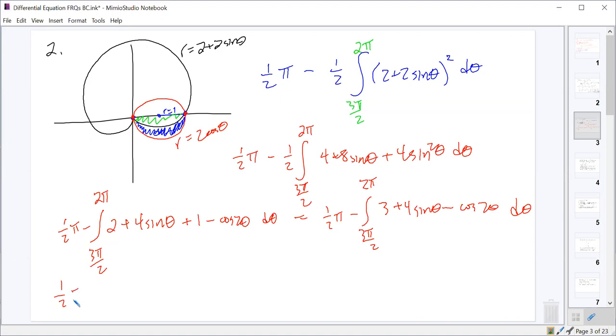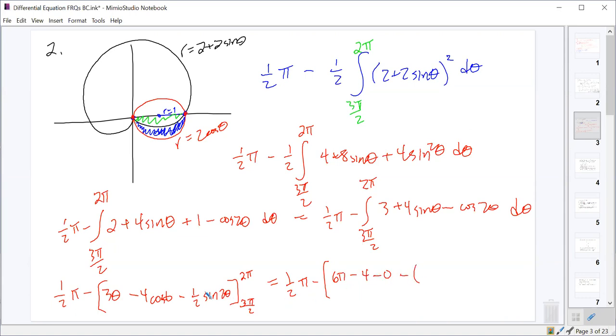Okay, so now we got 1/2 pi minus, and then we'll just integrate all these: 3 theta, and then minus 4 cosine theta, and then minus cosine 2 theta should become minus 1/2 sine 2 theta, from 3 pi over 2 to 2 pi. So 1/2 pi minus, and 6 pi minus, let's see, cosine of 2 pi is just 1, so 6 pi minus 4, sine of 4 pi is 0, so that goes away.